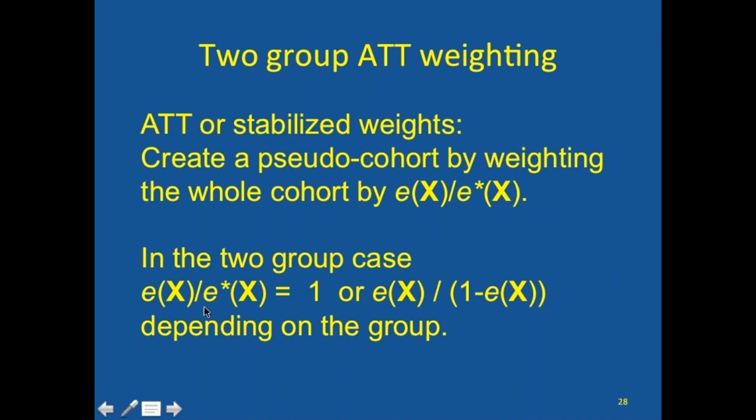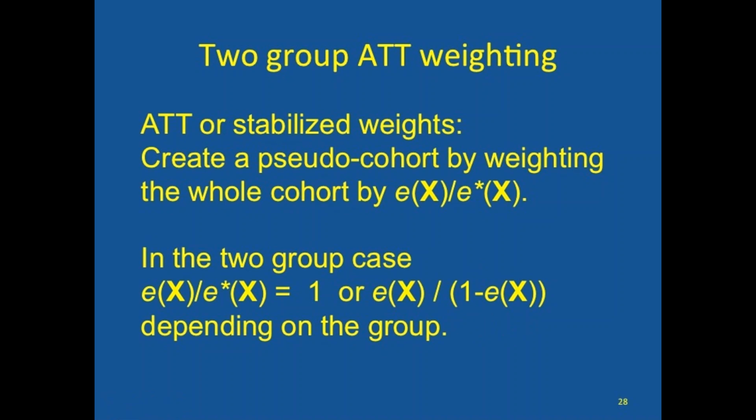Now in the 2-group case, that means depending on what group someone's in, their weight is either going to be 1, it's just the propensity score divided by the propensity score, if they're in the treated group, or if they're not in the treated group, it's going to be the propensity score divided by 1 minus the propensity score, which for them is the probability of not being in the treated group, or the probability of getting what they actually got.